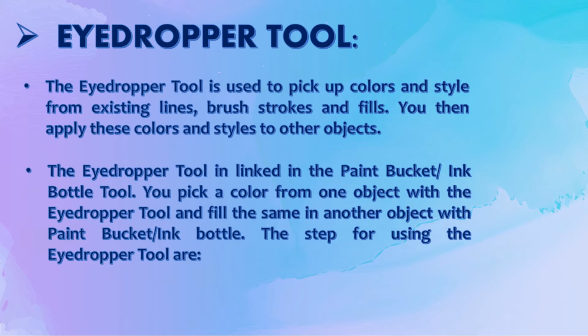Eyedropper tool. The eyedropper tool is used to pick up colors and styles from the existing lines, brush strokes and fills. You then apply these colors and styles to other objects. The eyedropper tool is linked to the paint bucket. You pick a color from one object with the eyedropper tool and then fill the same color in another object with the paint bucket. The steps to use it are: select the eyedropper tool.